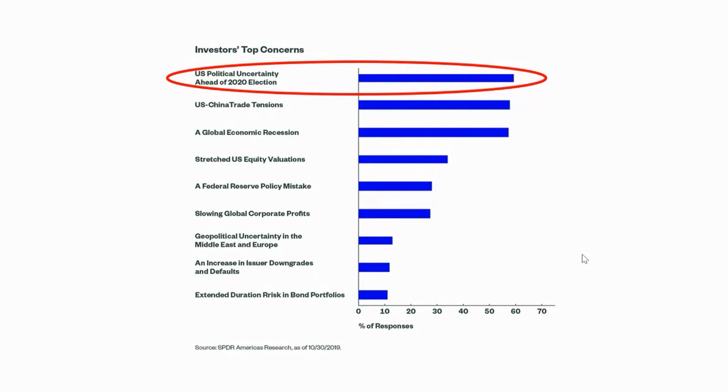This conversation is one that didn't start just recently. According to this chart, U.S. political uncertainty ahead of the 2020 election has been on the minds of investors since this time last year. You can see there, this chart is dated 10/30/2019. So this is what investors were concerned about this time last year. We're going to talk a little bit about history, and about what the trends are telling us moving into this particular election, and start to figure out what we can do as advisors and what you can do as investors to better position yourself for long-term success.